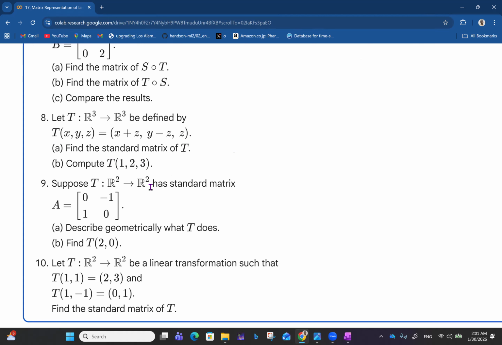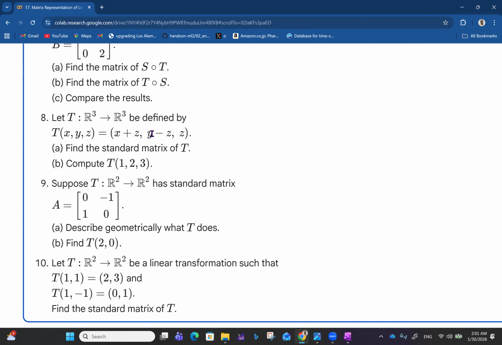So suppose T maps R squared to R squared and has standard matrix this. Describe geometrically what T does, then find T of (2, 0). Then let T from R squared to this be a linear transformation such that T of (1, 1) is (2, 3) and T of (1, -1) is (0, 1). The standard matrix, of course, is already okay. You now need to find the standard matrix of T, right? So you do all of that.